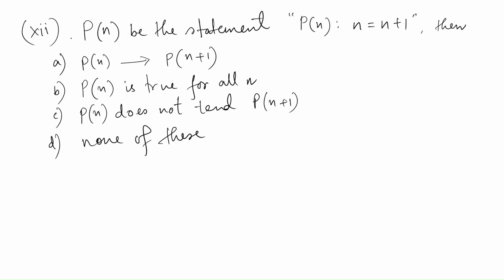Next question, P of n be the statement, P of n: n equals n plus 1, then option A and option B, both of them are correct. We can prove it.